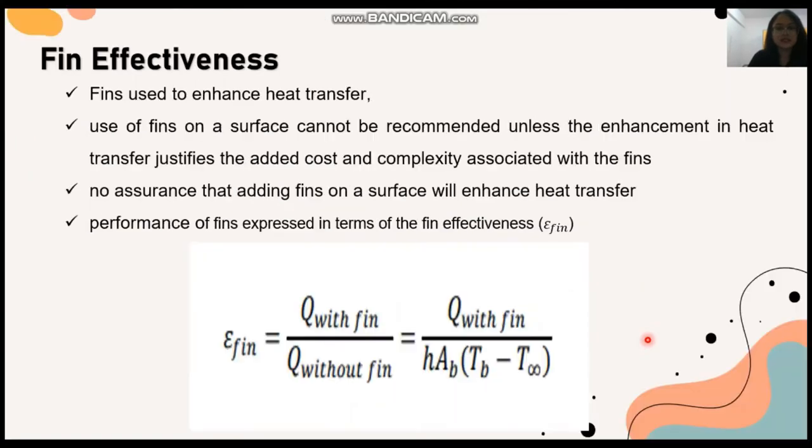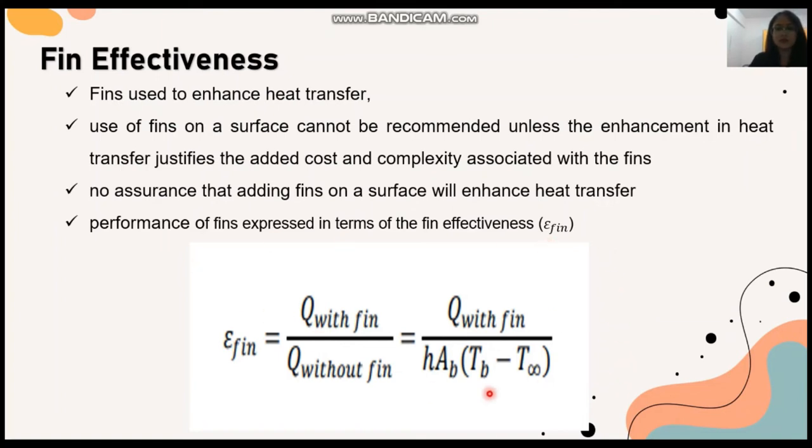The next slide is fin effectiveness. As we know, fins are used to enhance heat transfer, but there is no assurance that adding fins on a surface will enhance heat transfer. The use of fins on a surface cannot be recommended unless the enhancement in heat transfer justifies the added cost and complexity associated with the fins. The performance of fins is expressed in terms of fin effectiveness.